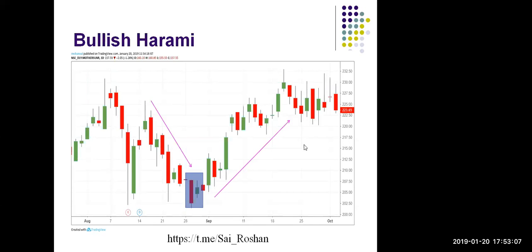I'm not going to tell you where it has taken you. You can see it for yourself. Then exit as per your risk appetite, as people say. So this is a bullish harami.